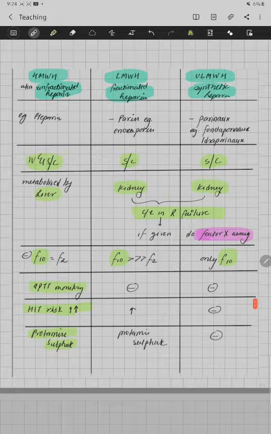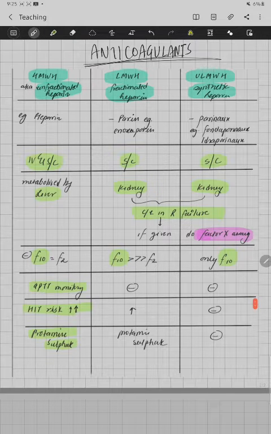Today we are going to learn the topic of anticoagulants. We are often confused between these three.